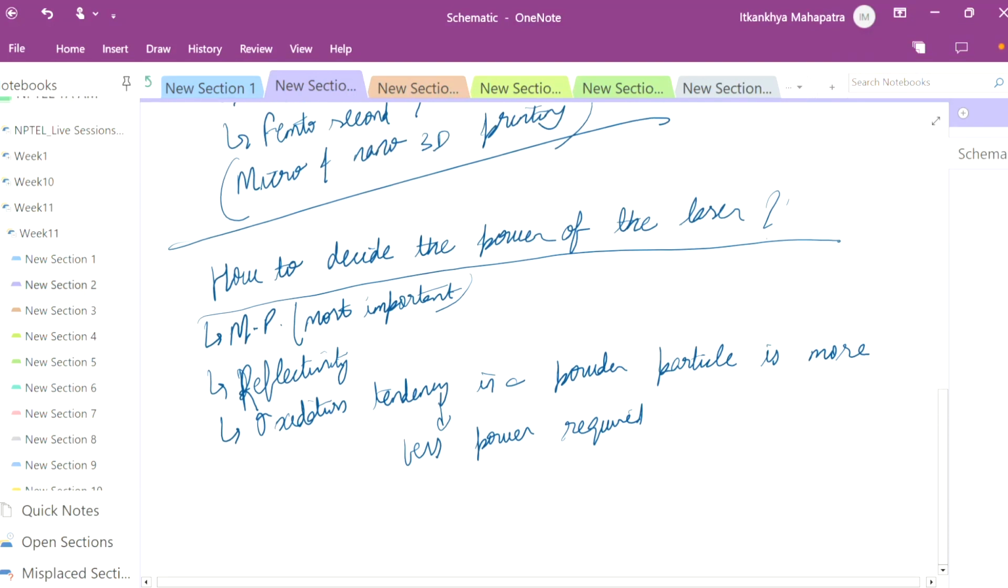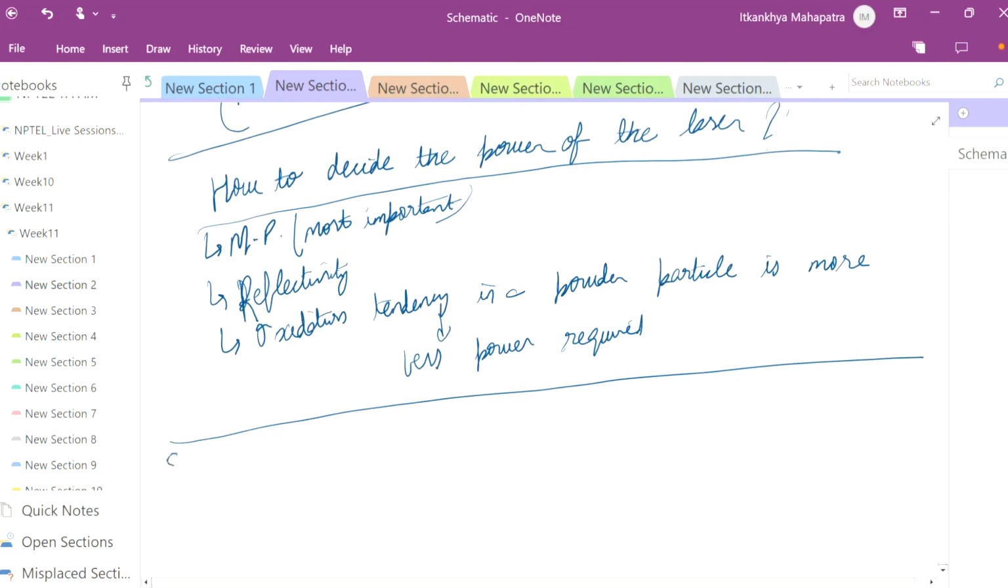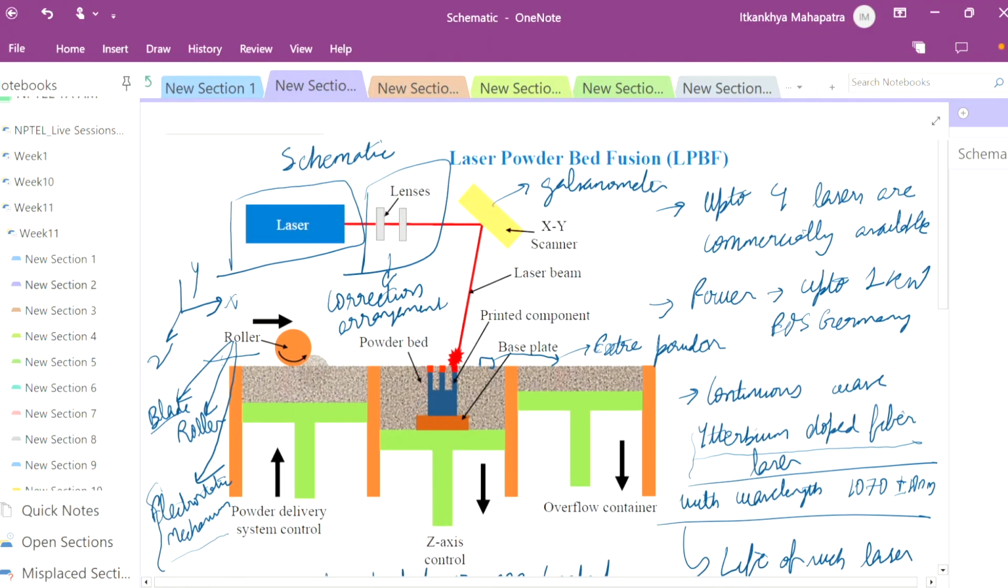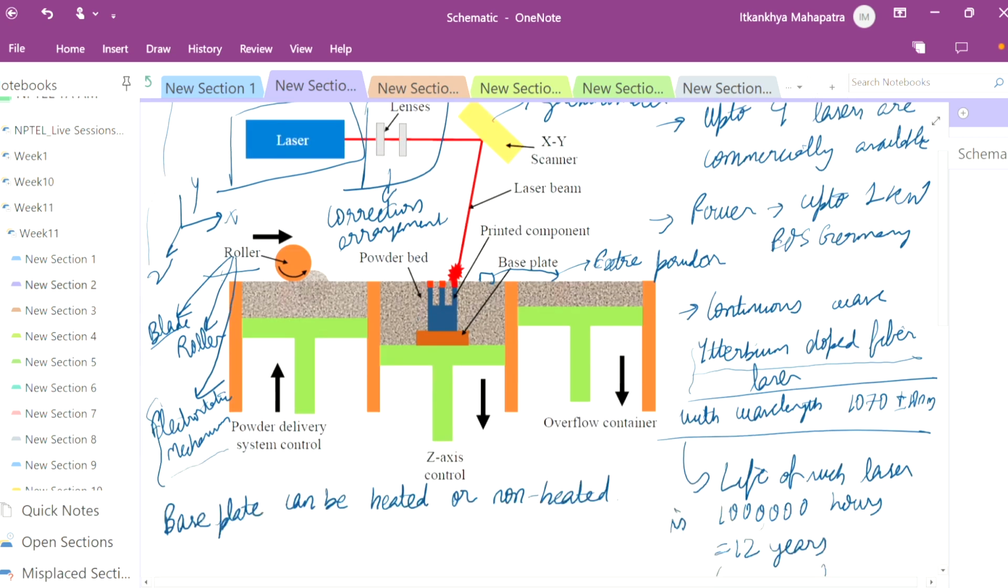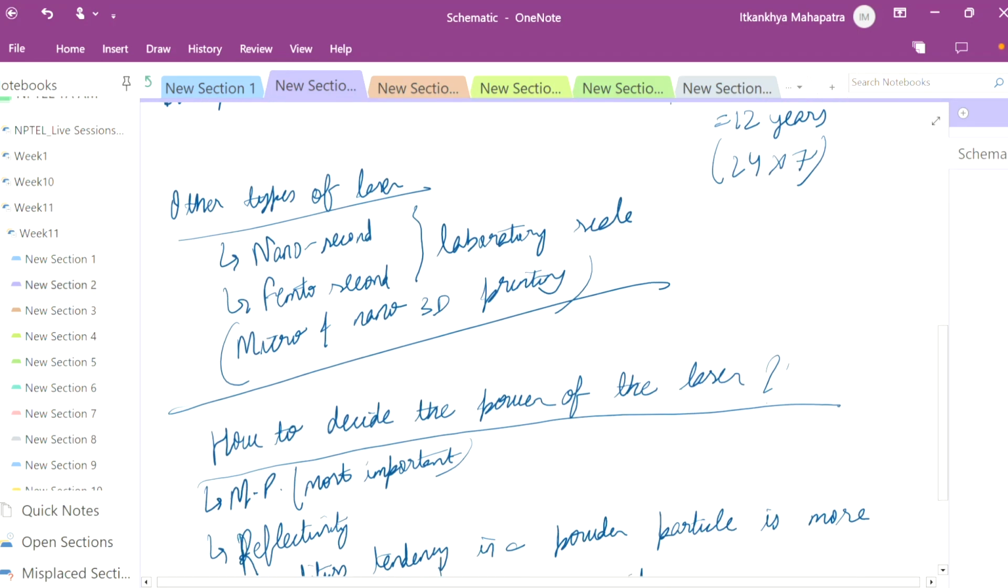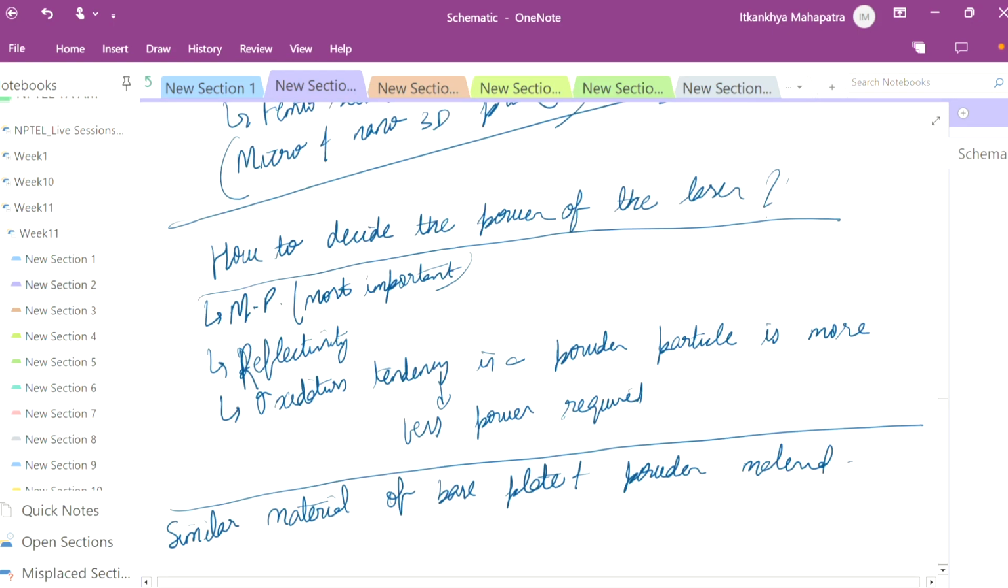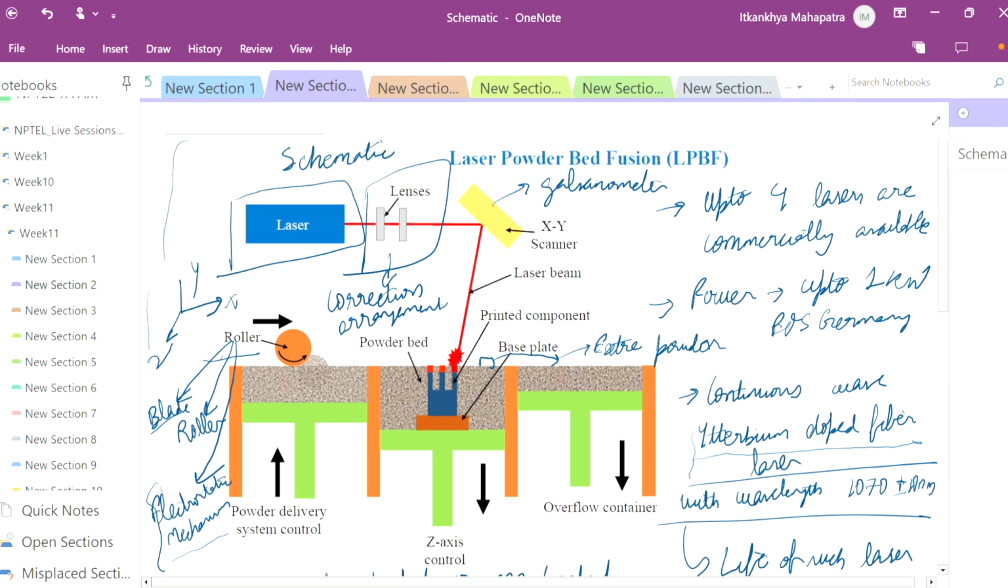Next, I will write it here. Similar material of base plate and the powder material. Now, this entire setup should be closed. Is it closed or open? If it is closed, then it is vacuum or it may use some inert gases. In laser powder bed fusion, we use inert gases like argon. But in case of the electron beam process, we need to create a vacuum.